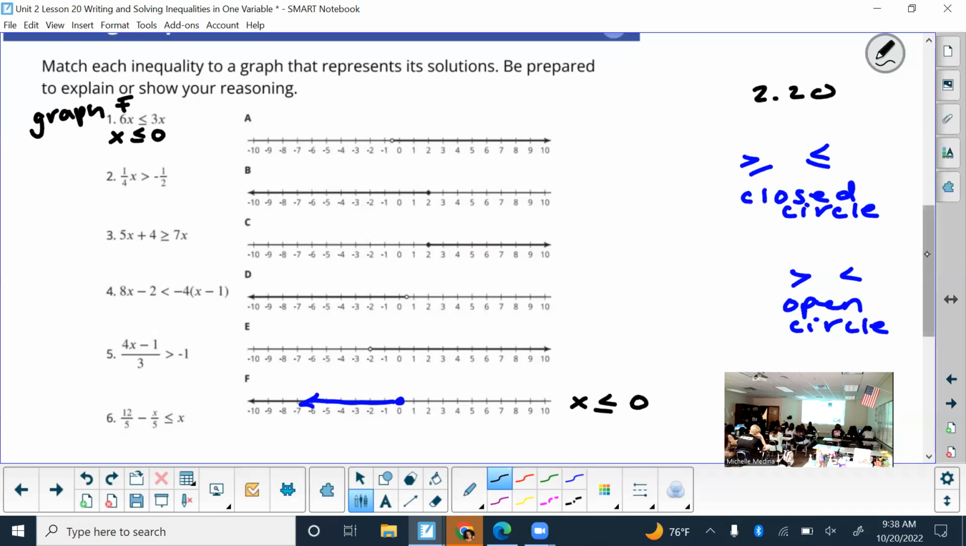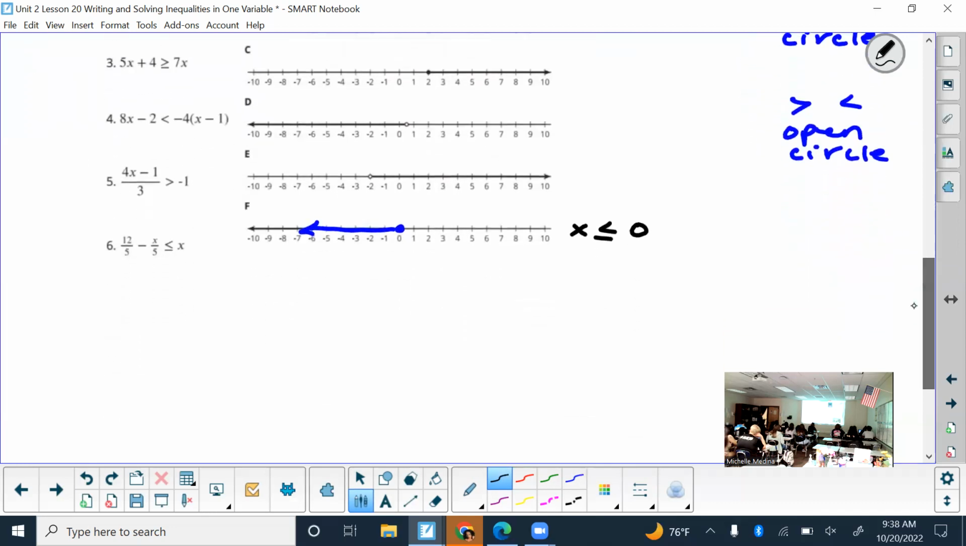Okay, so let's review number 5, and I think that's a great one to review because you'll see a problem just like that on your quiz, on your Unit 2 test, on your constructed response with your Unit 2 test. So 4x minus 1 over 3 greater than -1. Continue to go through all of those steps that we went over in lesson 19.